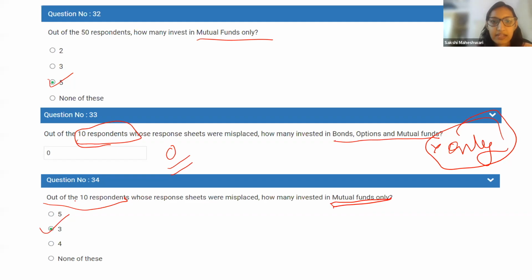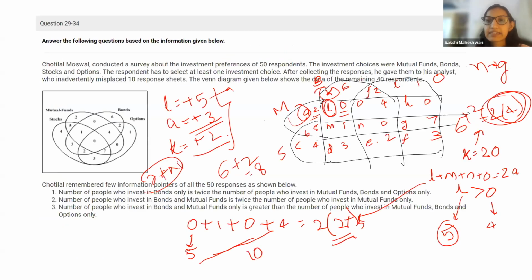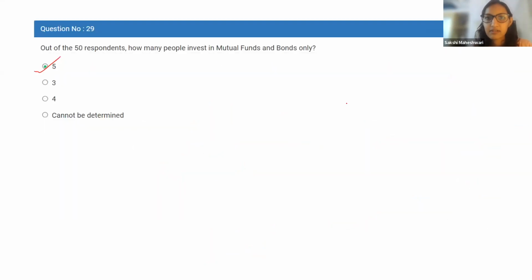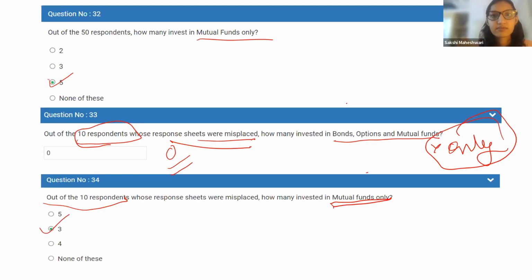Okay, I'll repeat. So it's mentioned that out of the 10 respondents whose response sheets were misplaced. Okay, so the new additions which we did, how many invested in bonds, options, and mutual funds? So when we go back to our data, so bonds, options, and mutual funds, we get this O and N values, right? For this O and N values, we did not make any additions. That means that no one was there in the 10 respondents who made investments in this mutual funds, bonds, and options. Okay. So that's why the answer is 0. You're able to understand?